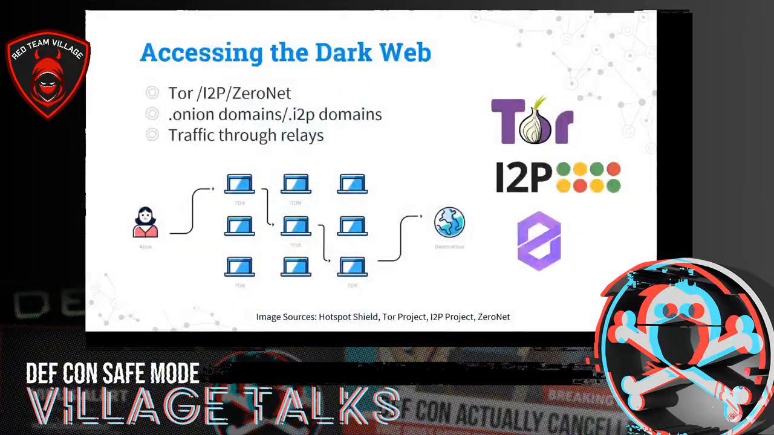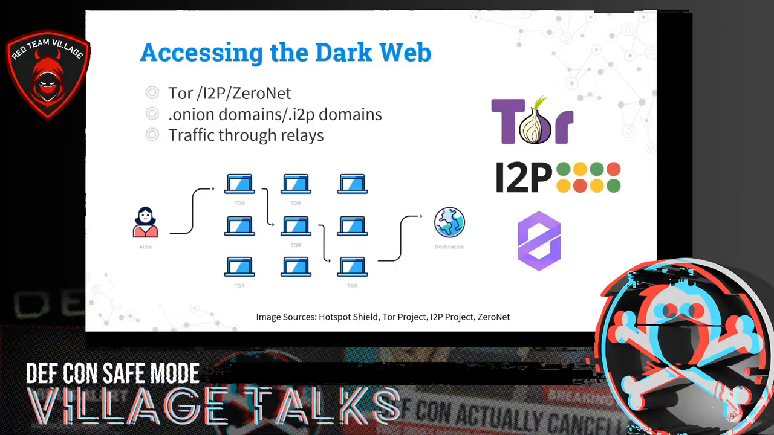Moving on, how do you access the dark web? There are several companies or organizations that offer their own dark web systems. The famous one is Tor, that's the Onion Router. The second is I2P, that's the Invisible Internet Project, and ZeroNet is also becoming popular nowadays. Tor has a .onion domain, like the domain name ends with .onion, and I2P is .i2p.